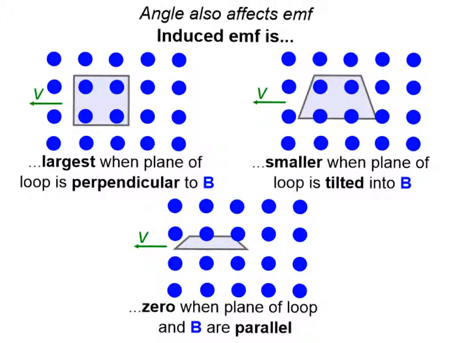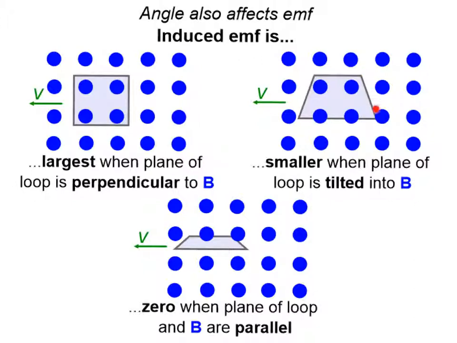So think about the induced EMF. It is going to be the very largest when the plane of that loop is perpendicular to the magnetic field. And here, remember, the magnetic field is coming out at us and the plane of that loop is perpendicular to that magnetic field, and that will give us the largest induced EMF.